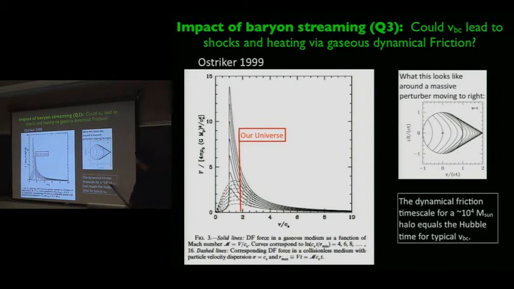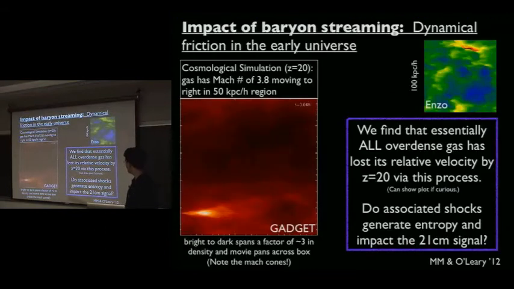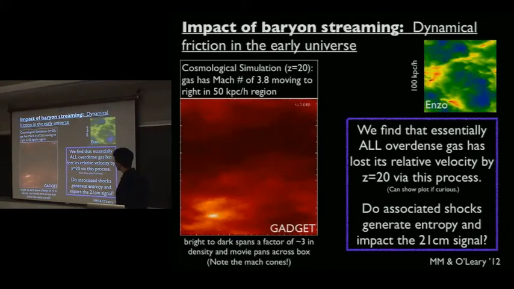And you can show that for a 10^4 solar mass halo, which is a fairly small halo, the dynamical friction time scale is the Hubble time at redshift 20. For a 10^5 solar mass halo, it's a 10th of a Hubble time. And so the gas around halos is coming, the dark matter and the baryons are coming into the same frame via this process. And if this energy is thermalizing, then this could lead to large temperature inhomogeneities between different places in the universe. And in fact, if you just look at the simulations, you see this happening.